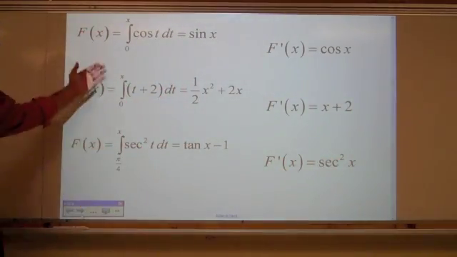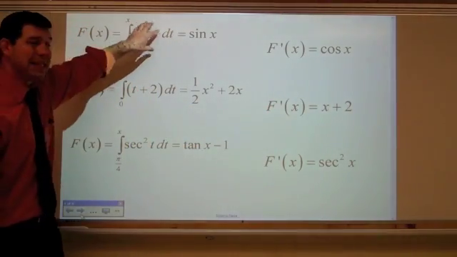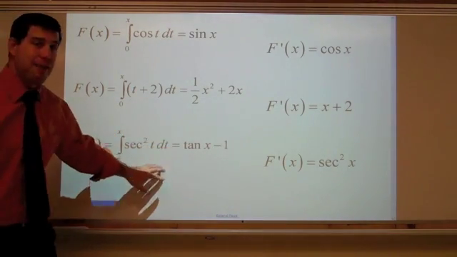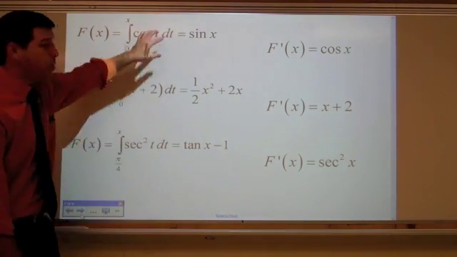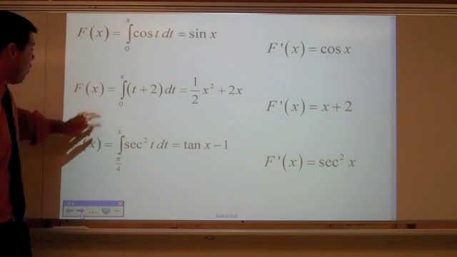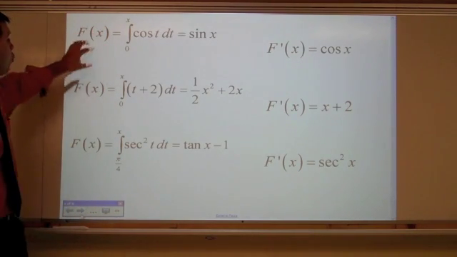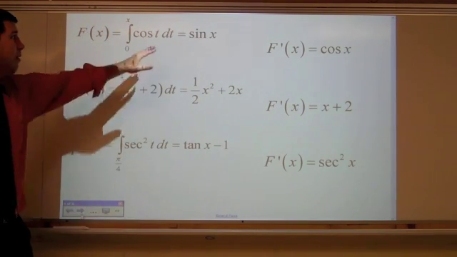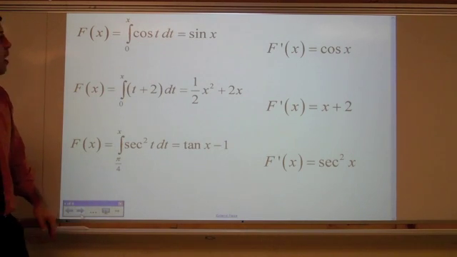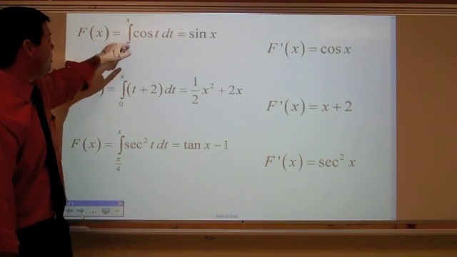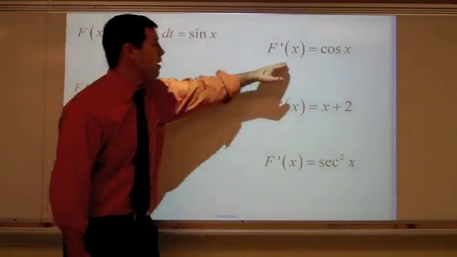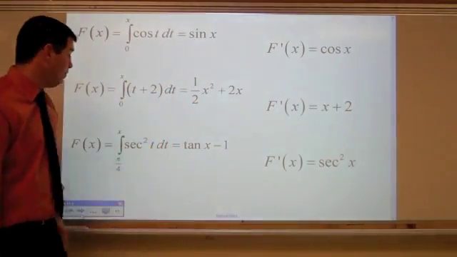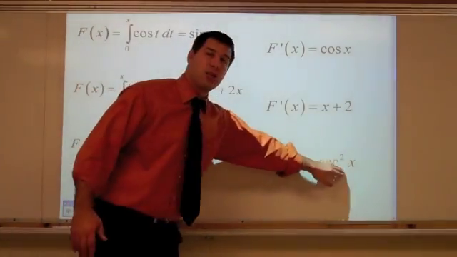You look at all three of these and the results. Capital F of x is the integral as a function. All these integrals are with respect to t. All of the functions are functions of x. Well, when you derive f of x, when you derive the integral with respect to t in terms of x, you can kind of see you went from f of x is the integral of cosine of t, well, the derivative was cosine of x. It's t plus 2 dt, well, the derivative was x plus 2. Secant squared of t, the derivative is secant squared of x.